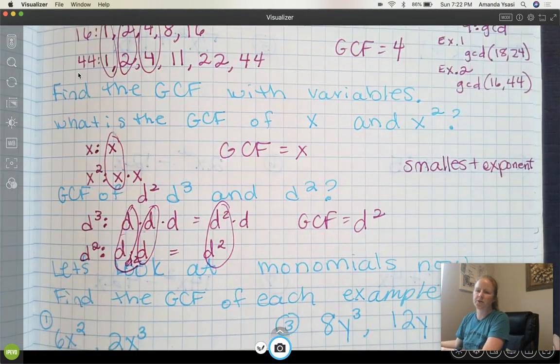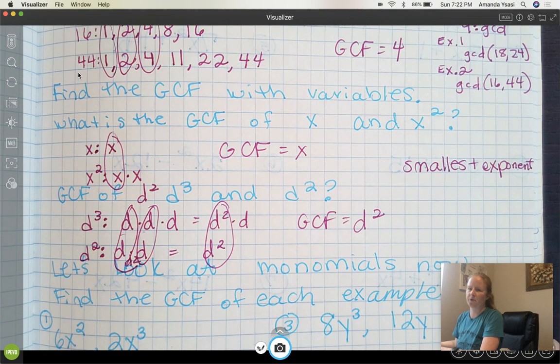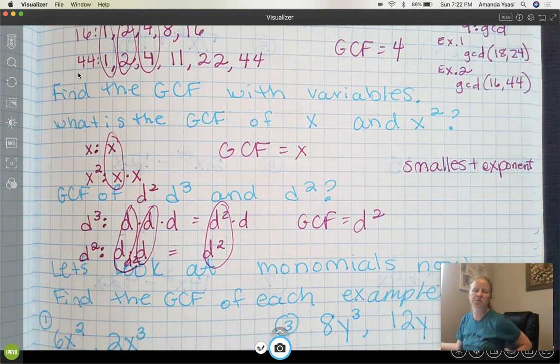That's what you always want to choose as your GCF, your variable with the smallest exponent. And right now we're just working with one variable. And that variable is just x or d. It's just one letter.